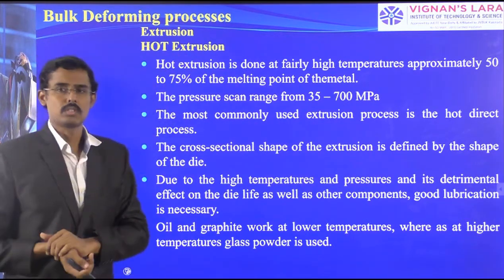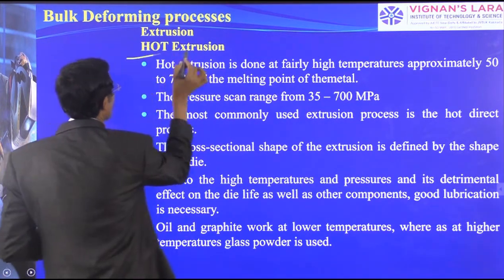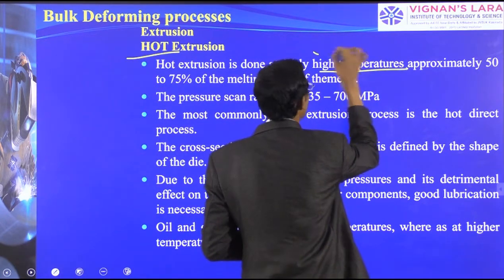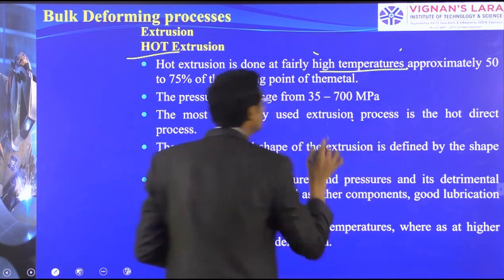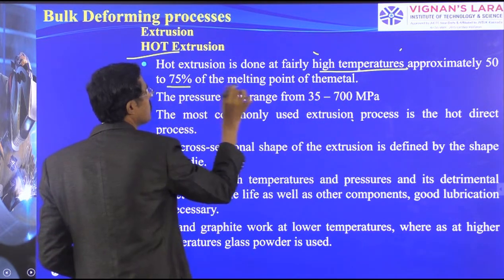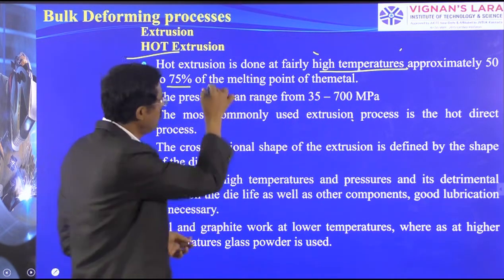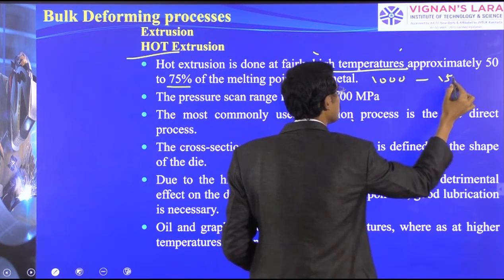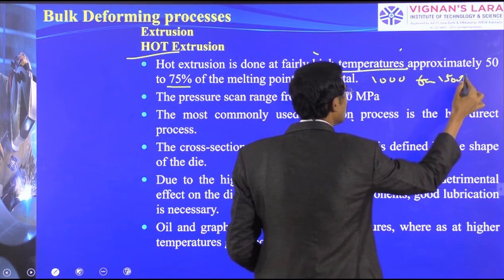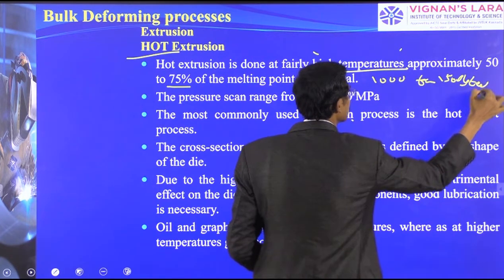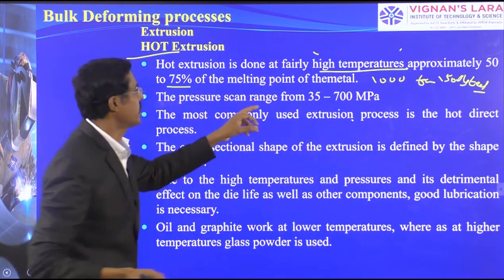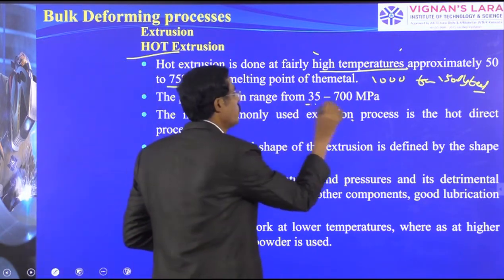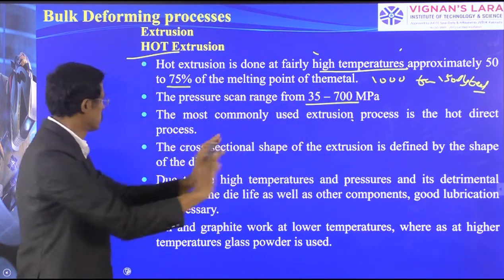Hot extrusion process. What is it? Hot extrusion is done fairly at high temperatures, approximately about 75% of the melting point. So for steel, we have already mentioned this point, around 1000, for 1500 steel. The pressure ranges from 35 to 700 megapascals. We are applying pressure; force we have to give for extrusion.